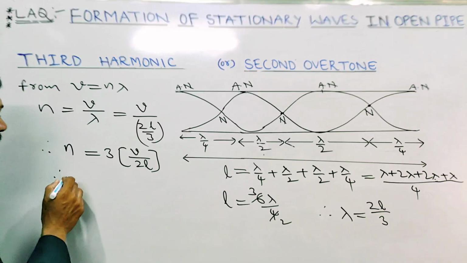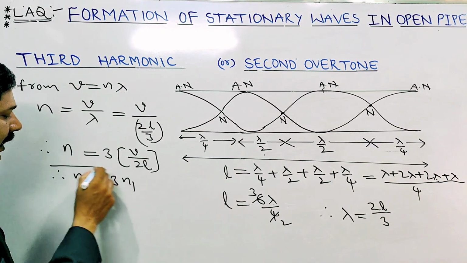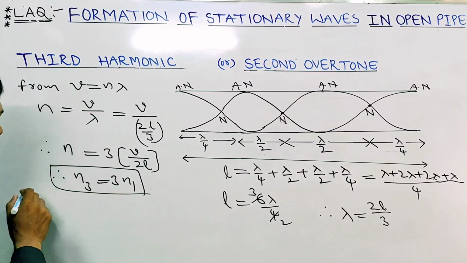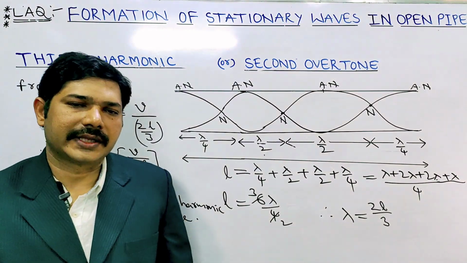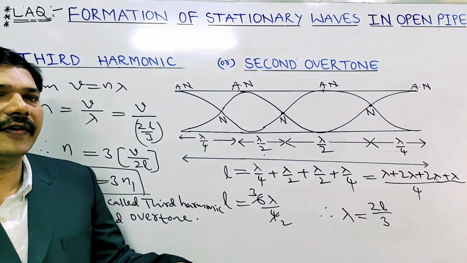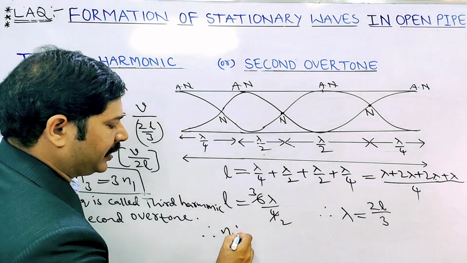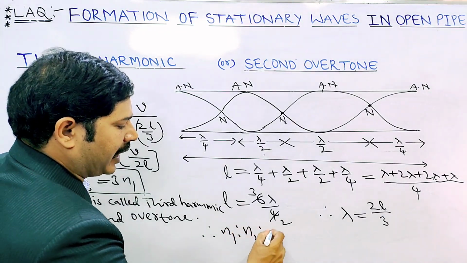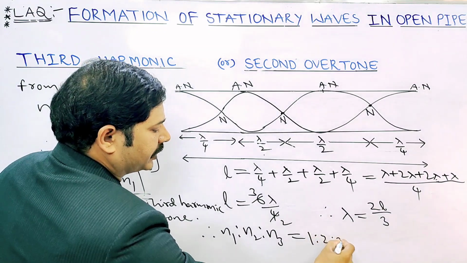Therefore, N3 equal to 3N1. This frequency is called third harmonic or second overtone. The ratio of harmonics N1 is to N2 is to N3 equal to how much we got? 1 is to 2 is to 3.